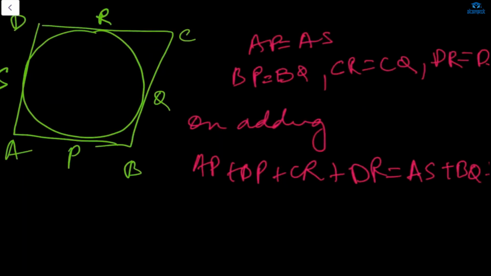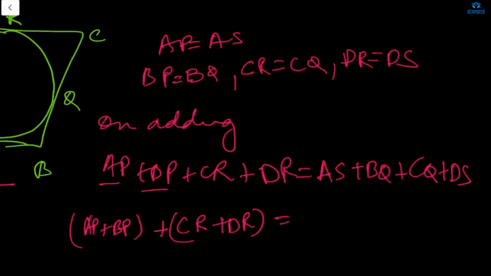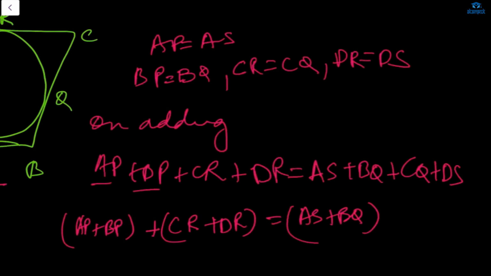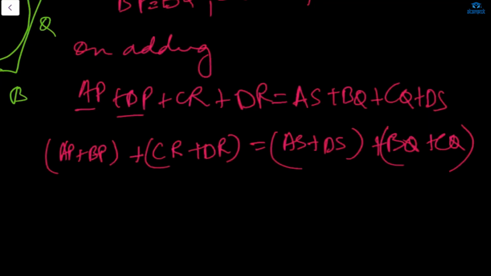Now see AP and BP. This can make a pair, AP plus BP. Similarly, CR plus DR makes a pair. On the right side, AS plus DS will make a pair, and BQ plus CQ will make a pair. Any doubt here, Safia? No, ma'am. Okay, so these are making pairs.